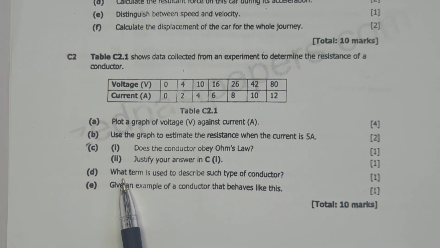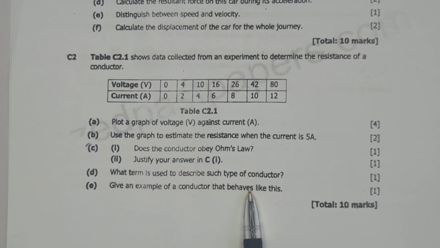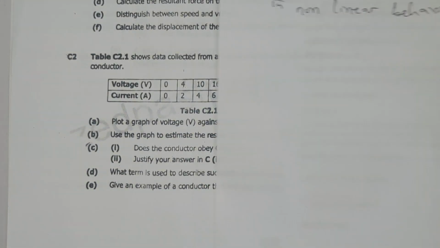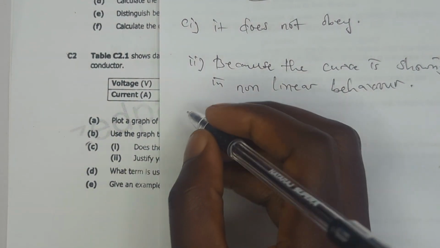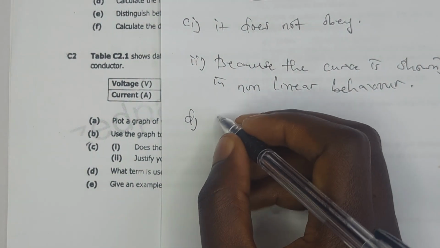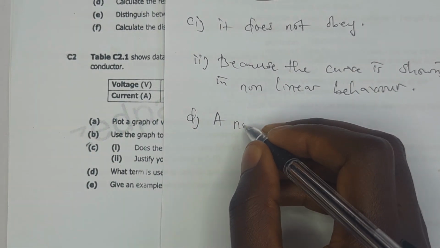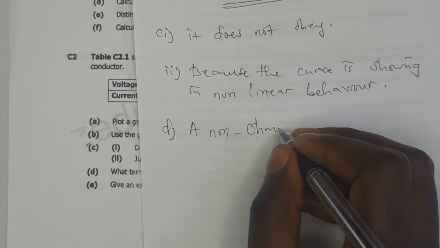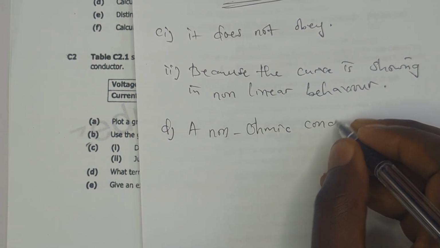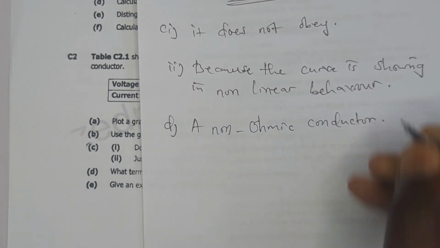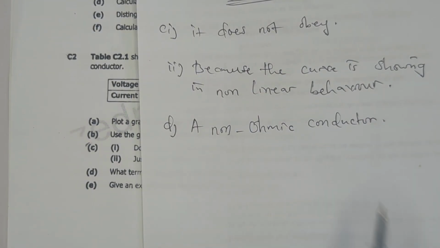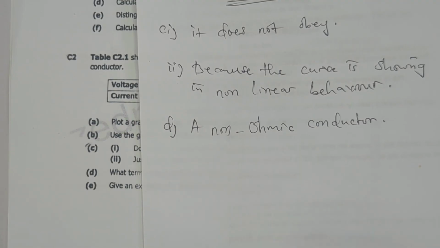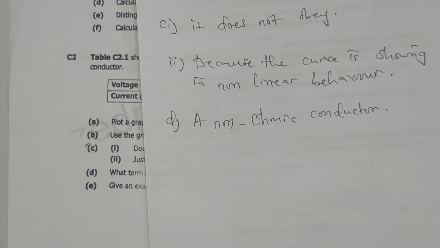So question D, they are saying, what term is used to describe such type of a conductor? So a conductor that does not obey Ohm's law, so number D, we call it a non-ohmic conductor. So a non-ohmic conductor, a conductor that does not obey Ohm's law, we call it a non-ohmic conductor.